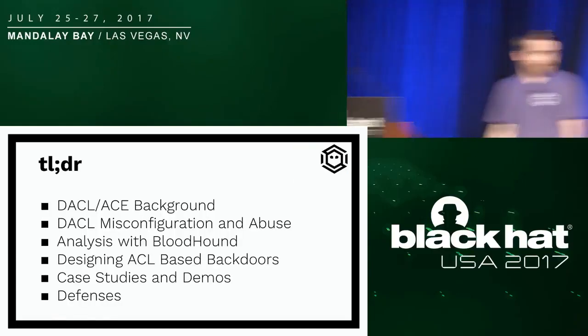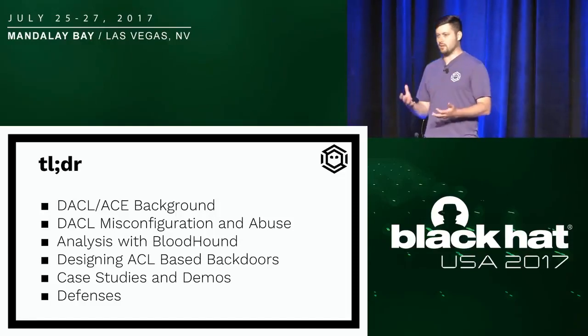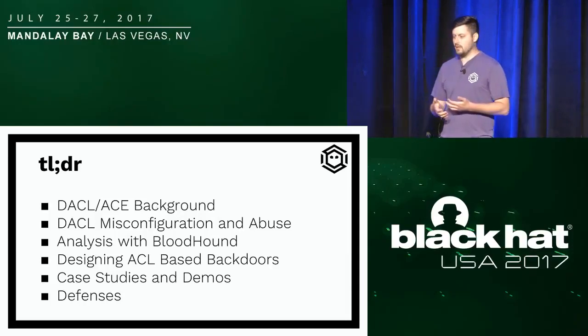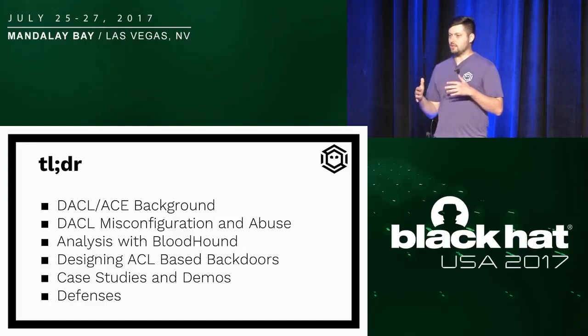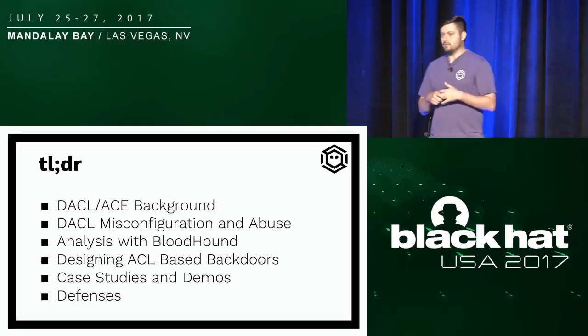Okay, so let's give you an idea of where we're going to go. We're going to start off by talking about DACLs and ACEs, what these are, how they work, why they matter. We're going to talk about common misconfigurations and how those misconfigurations can be abused for PrivEsc and for backdoors. We're going to do a demonstration of how to analyze these more easily using the Bloodhound interface. Then we'll go through our case studies of designing the ACL-based backdoors. We'll show some examples of some of the things that we've thought of and some of the things that other people may have thought of already. And then at the end, we'll talk about defenses that you may be able to implement to find some of this stuff.